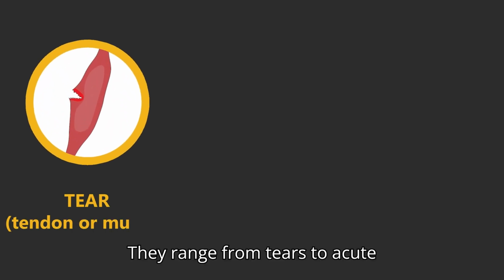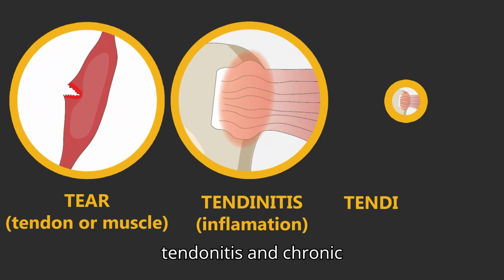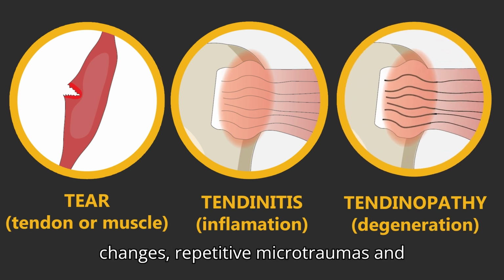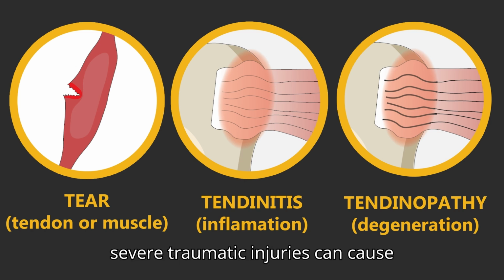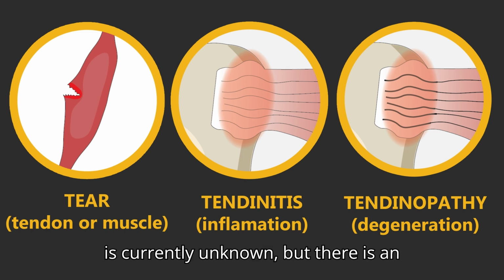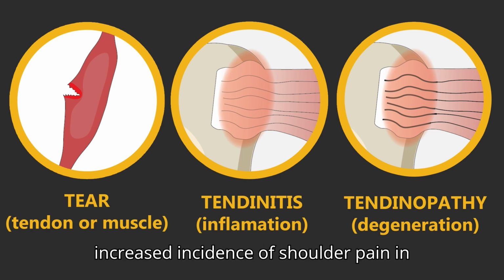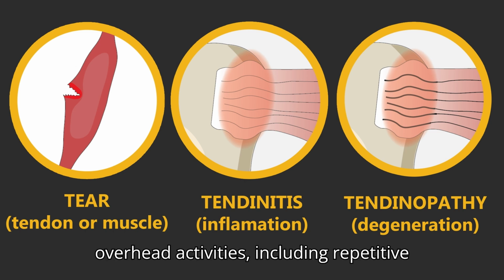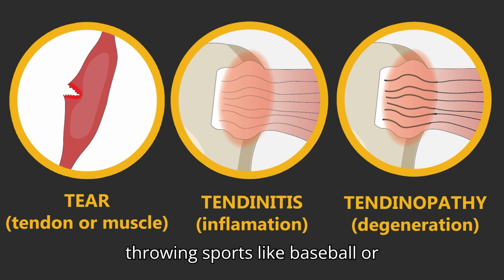They range from tears to acute tendinitis and chronic tendinopathies. Degenerative changes, repetitive microtraumas, and severe traumatic injuries can cause tears. The cause of tendinopathies is currently unknown, but there is an increased incidence of shoulder pain in individuals who participate in repetitive overhead activities, including repetitive throwing sports like baseball or volleyball.